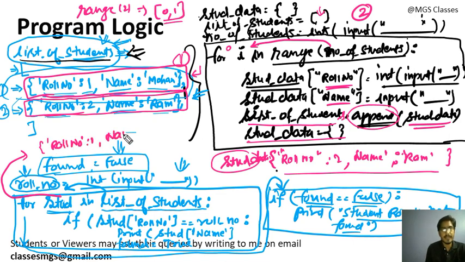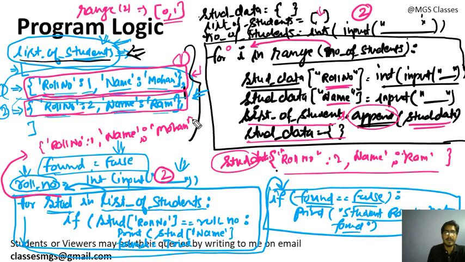Because this is a for loop, if we pass a list here, then each time one by one list element will come. The list element is a dictionary here, that's why the roll number and name will come, like Mohan. And let's suppose we have entered the roll number 2 here.